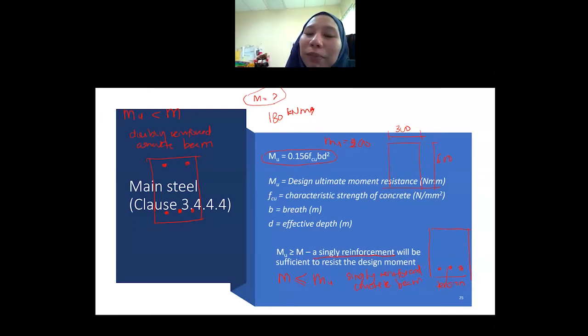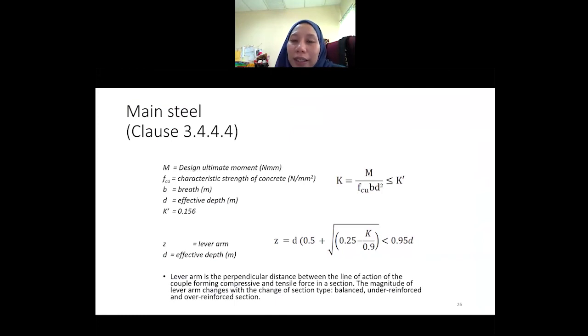So, apa-apa pun, sebab saya tadi dah mention syllabus awak, awak belajar sampai singly saja, takkan masuk sampai doubly. Okay, so you don't have to worry, soalan takkan jadi macam doubly lah. Dia mesti MU bigger than M or M less than MU. Alright. So, lepas kita, ini yang checking saja. Yang kita kira MU ni kita nak checking, kita must make sure M is lower than MU, or MU is bigger than M. After kita check, so it is okay. So, it means that we can proceed to design it as singly reinforced concrete beam. Kita boleh design dia macam tu.